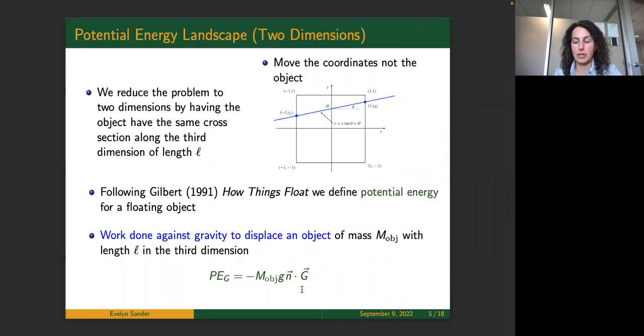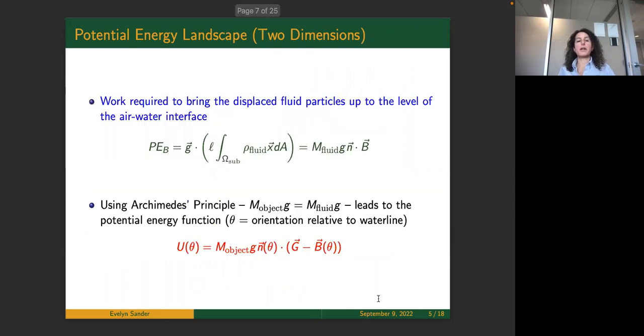the direction of the center of gravity. And likewise, we can do the same thing to say what is the potential energy due to buoyancy? The potential energy due to buoyancy is going to just be the work required to displace the fluid particles up to the air-water interface. And this is just going to be the mass of the fluid that's displaced times g times n dot B, where B is the center of buoyancy.